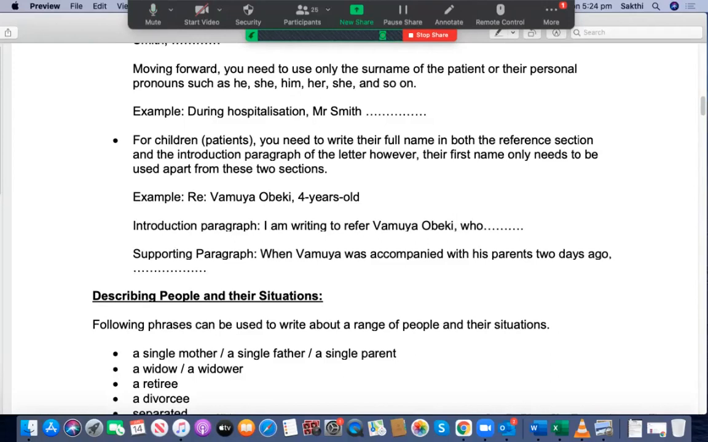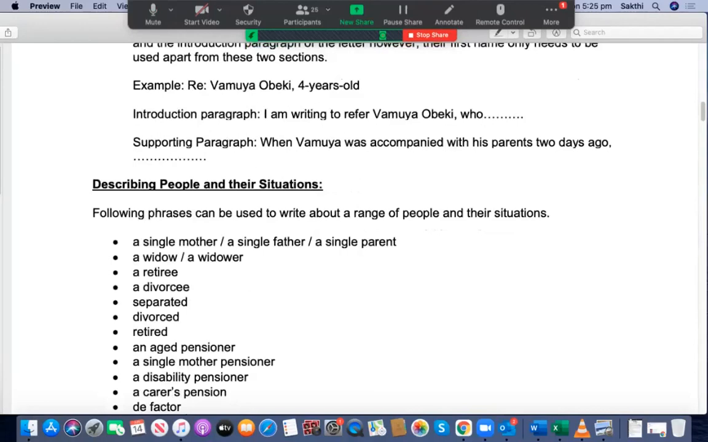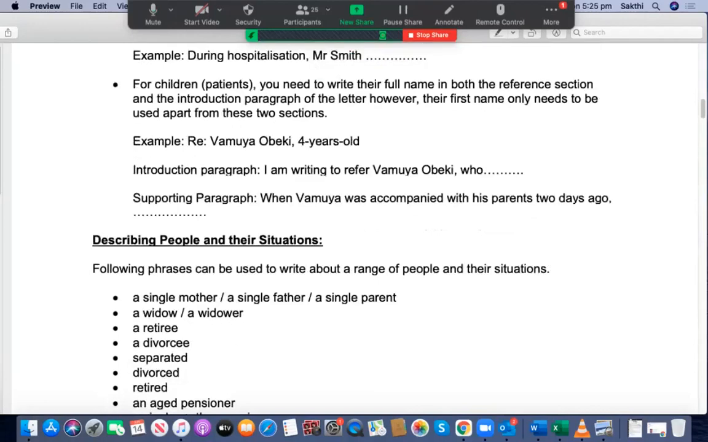All right, I hope. Yes. This is Indra. I have a doubt. Yes, Indra. Sir, in the reference section, already we are mentioning the full name of the patient, right? So in the introduction paragraph also, we need to mention the full name. Yes, that's a new recommendation given by the OET official website. So we have to use the full name, even for the introduction paragraph.